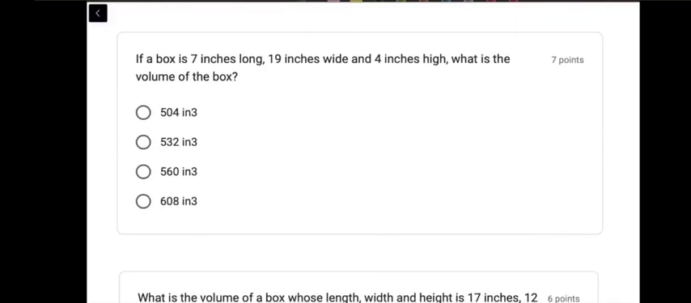In this problem, it states, if a box is 7 inches long, 19 inches wide, and 4 inches high, what is the volume of the box? Well, a box is essentially a rectangular prism. So the volume is calculated by multiplying length times width times height. The length is given as 7, the width is given as 19, and the height is given as 4. Now you can multiply this in any order you want.